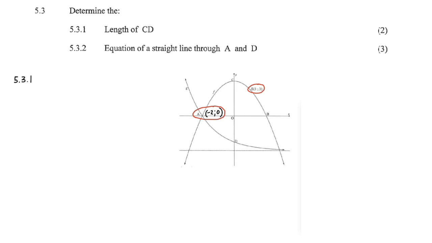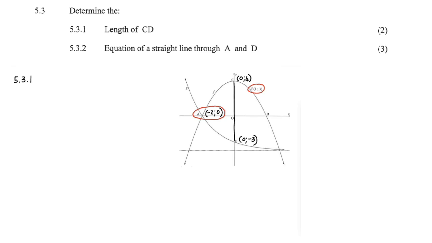Let's take a look at question 5.3 from the 2018 November Department of Education paper. So we'll start with question 5.3.1. We have to determine the length of CD, this line segment. Now, let's take a look at where this is. Here we have point C with coordinates 0 and 4, and here we have point D with the coordinates 0 and negative 3.